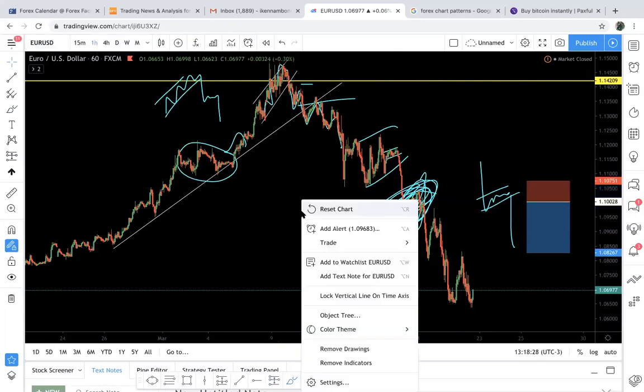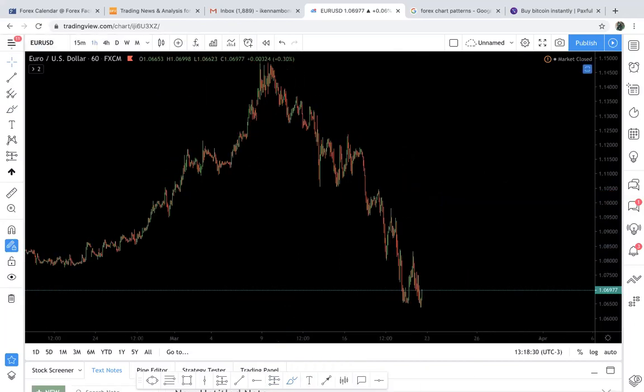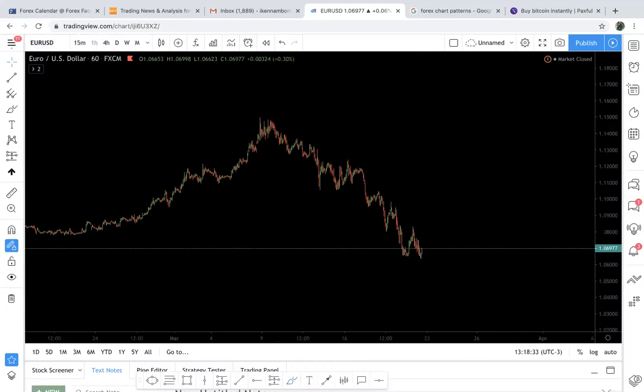Okay, so that's top-down analysis for you. Starting your markup from higher time frame, going to lower time frame to look for entries, and while you are doing that, you are forecasting.